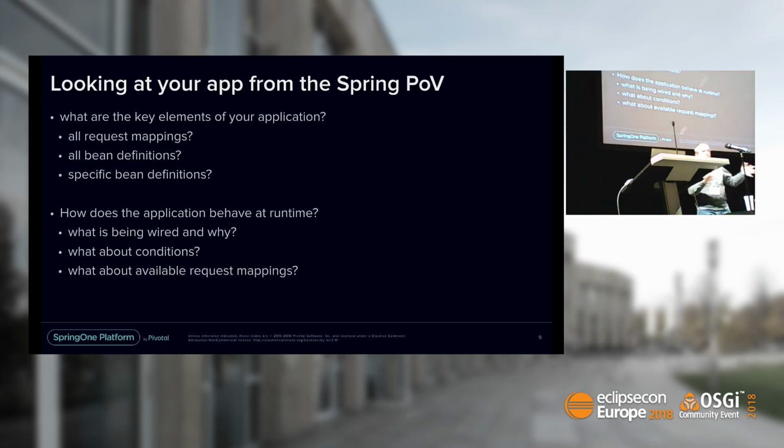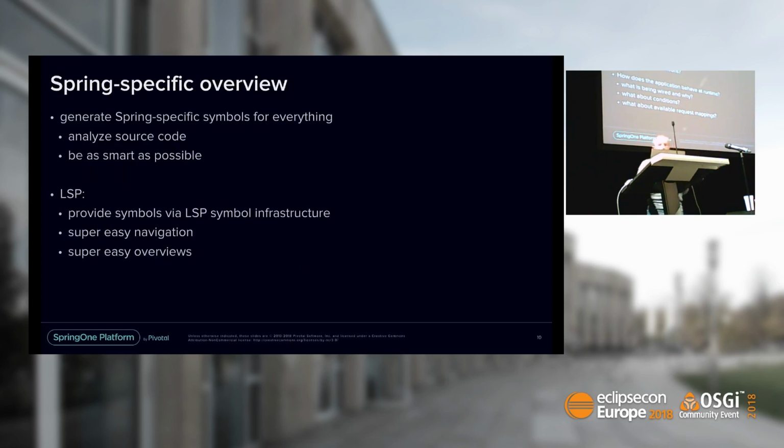And sometimes things are weird. You don't really know what's going on. So we would like to give you information about what's going on behind the scenes, which is another really interesting challenge. But those are the two key elements beyond providing you content assist where it's necessary, code snippets, and all the, let's say, regular features. And the Spring-specific overview is really cool because it gives you super quick and super easy to use navigation of all your Spring elements.